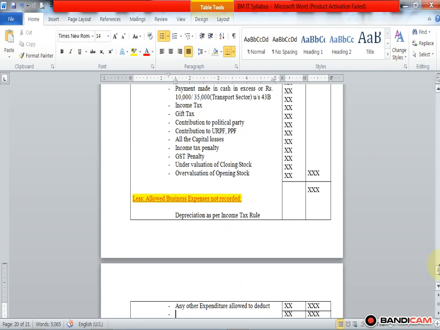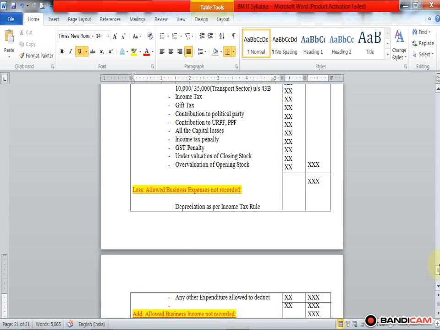त्यानंतर सेकंड पार्ट येतो तो म्हणजे लेस ऑर डिडक्ट अलावेबल बिझनेस एक्सपेन्सेस नॉट रेकॉर्डेड, म्हणजे अलावेबल बिझनेस एक्सपेन्सेस तुम्हाला ॲडजस्टमेंटमध्ये दिले जातील, ते तुम्ही फाइंड आउट करून नेट प्रॉफिटमधून डिडक्ट करू शकता. मग त्यामध्ये डेप्रिसिएशन आहे आणि एनी अदर एक्सपेंडिचर रिलेटेड टू द बिझनेस, तो बिझनेसचा असेल तर तो डिडक्ट करण्यासाठी अलाव केला जाईल.